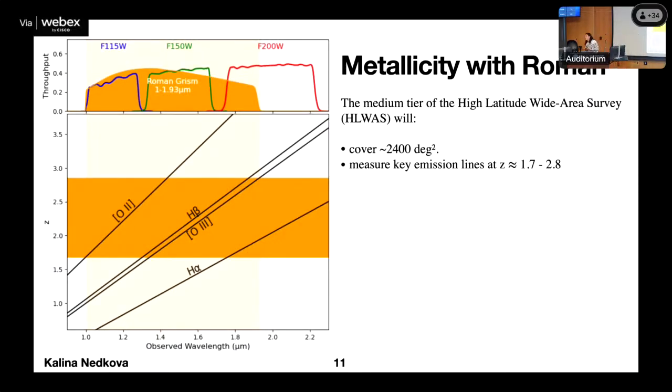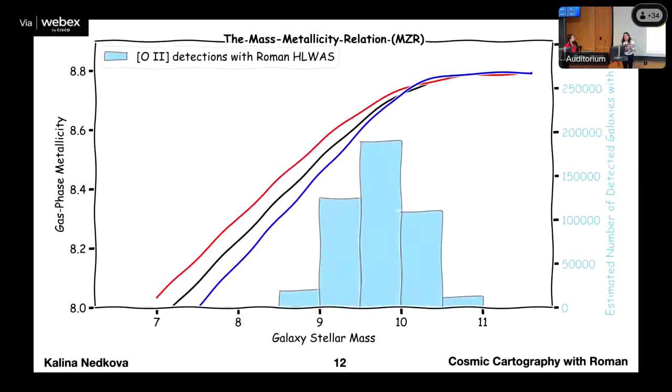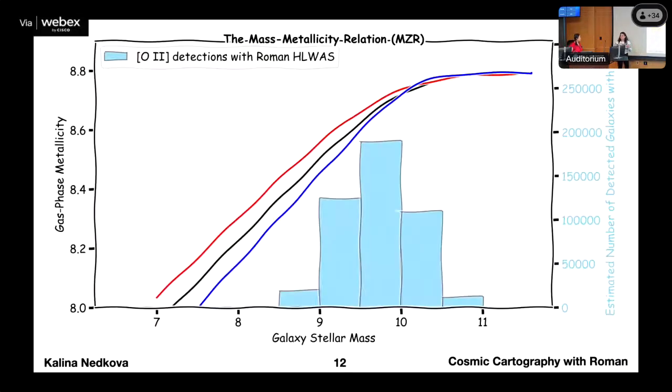So I think I'm running low on time. I just want to say that I'm very excited about doing this with Roman. If we play a fun game of estimating the number of emission line galaxies we expect to detect, Roman will detect about 500,000 galaxies with O2 emission lines. And this is the weakest emission line that we need to measure metallicities. Oh, and please check out Farhan Hassan's poster, who's doing this with Illustris TNG.